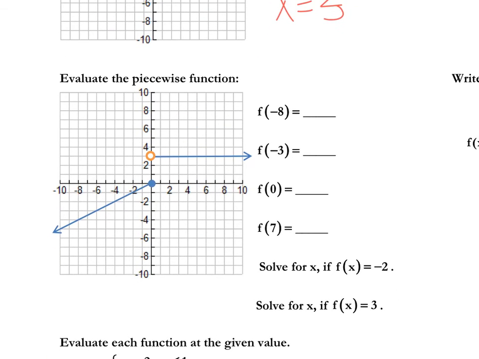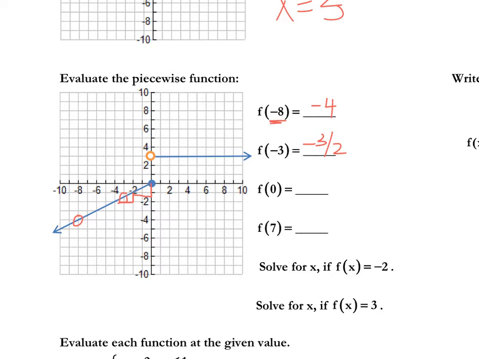So let's go ahead. So we have f of negative 8. So we go to negative 8, and that's going to be negative 4. Then we have f of negative 3. So we're still on this piece, and we can actually figure out what that is because the slope is going down by 1 over 2. So that's going to be a half. So negative 3 over 2. And then f of 0.